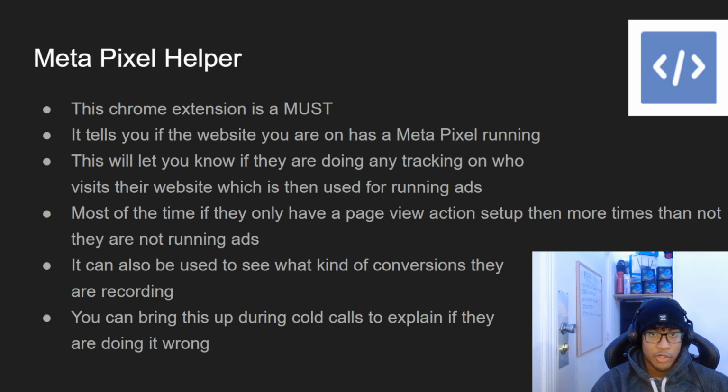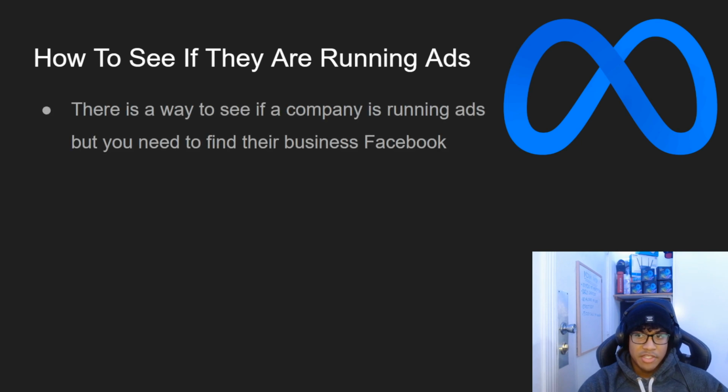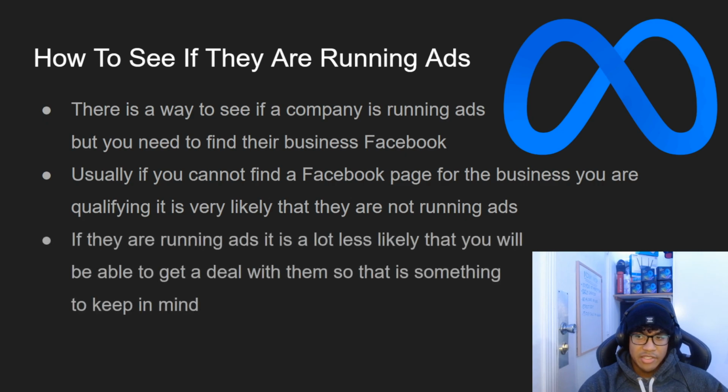The next thing I want to go over is how to see if a company is running ads, essentially. There is a way to see if a company is running ads, but you need to find their business Facebook. Usually if you cannot find a Facebook page for the business you are qualifying, it is very likely that they are not running ads. If they are running ads, it is a lot less likely that you will be able to get a deal with them. So that is something to keep in mind when doing outreach.